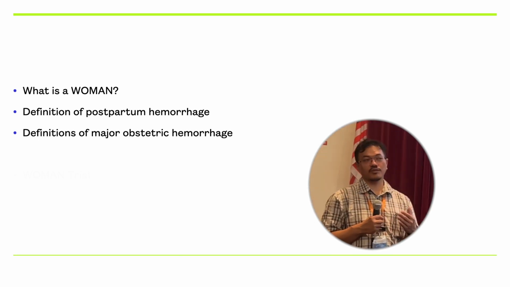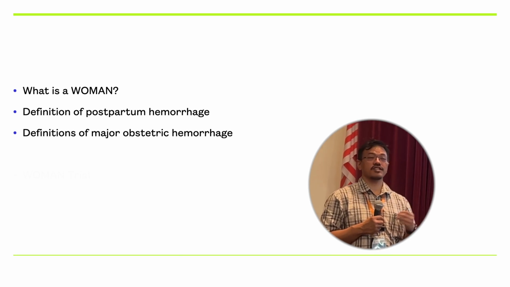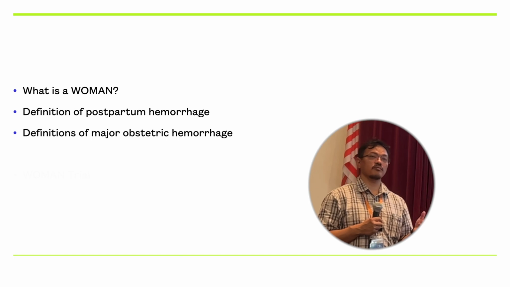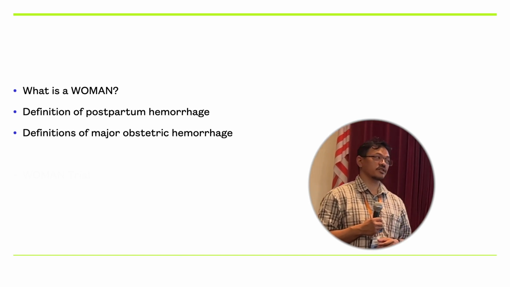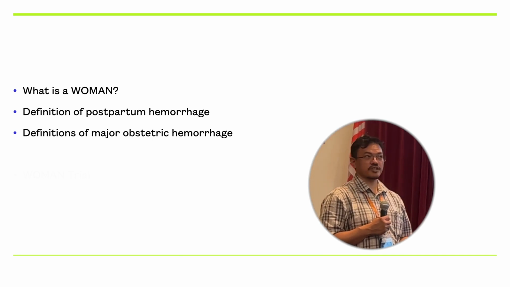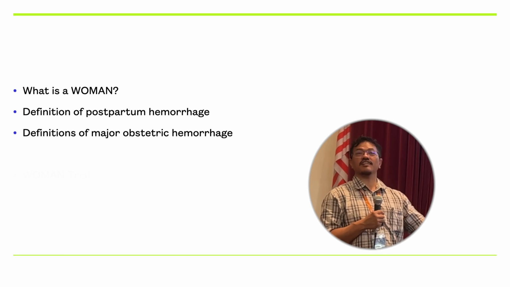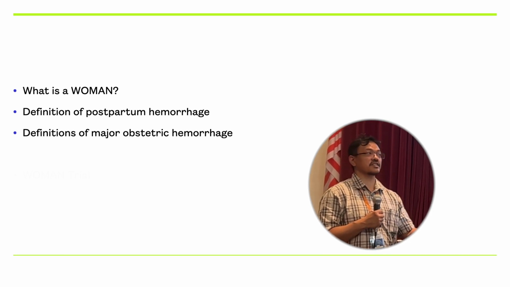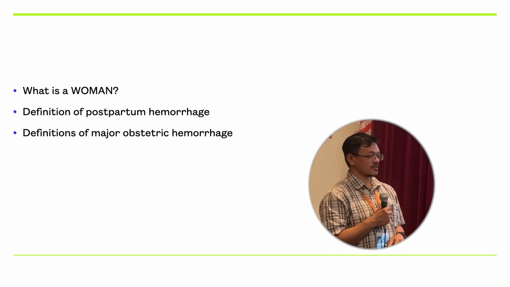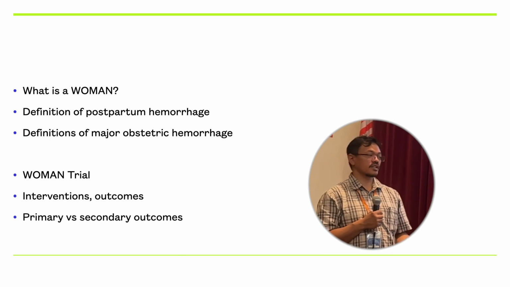But basically what the WOMAN trial did was look at the effect of giving tranexamic acid to mothers with postpartum hemorrhage. So of course, you're going to need to know what is postpartum hemorrhage and what is major obstetric hemorrhage. This is actually my exact FCI viva question. I'm not lying. I don't lie too much. And they did ask what is the WOMAN trial, what is the intervention, what are the outcomes.